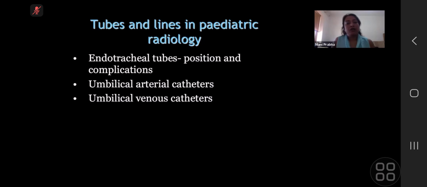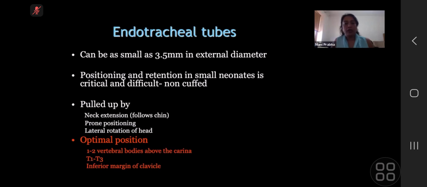Okay, so we have covered hyaline membrane disease and its various complications. So now we are moving on to tubes and lines in pediatric radiology. The tubes and lines are the endotracheal tube, where there can be complications related to its position, like the one we saw just now, and umbilical arterial catheters as well as venous catheters. Endotracheal tubes in children can be as small as 3.5 millimeter in external diameter. Positioning and retaining them is very difficult in small neonates, as they are non-cuffed tubes, so they cannot be retained very well.